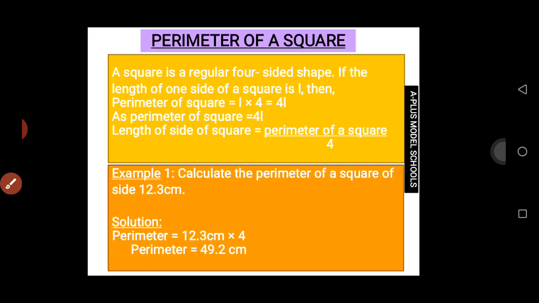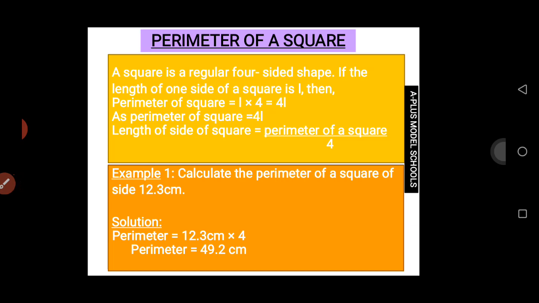Now let's go to perimeter of a plane shape, perimeter of a square. Don't forget that a square is a four-sided polygon which is categorized under quadrilaterals, in which all its sides are equal in length. So if one side of a square is 5, the remaining 3 sides will also be 5. So a square is a regular four-sided shape. You have been told this before. If the length of one side of a square is L, then perimeter of a square will be 4L.